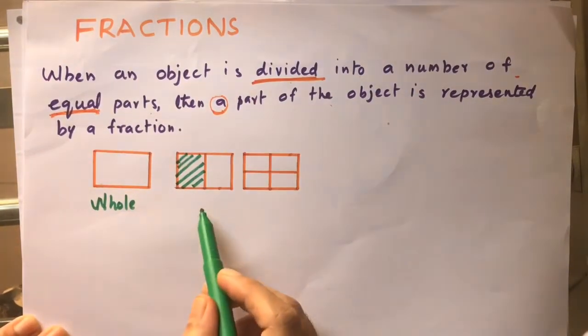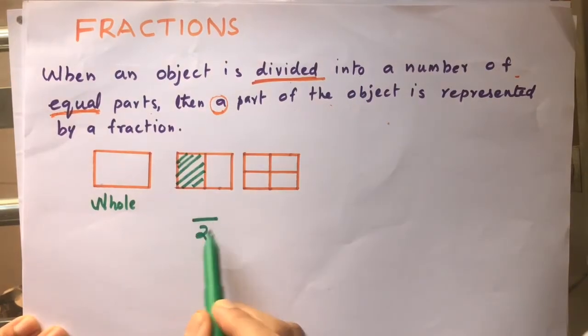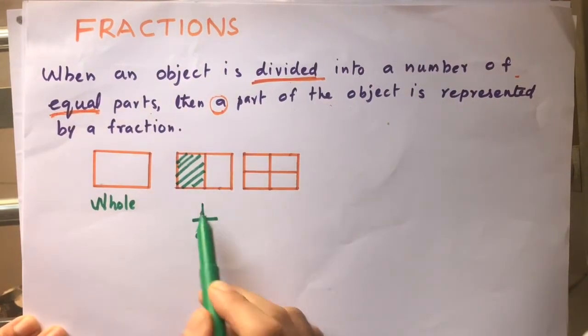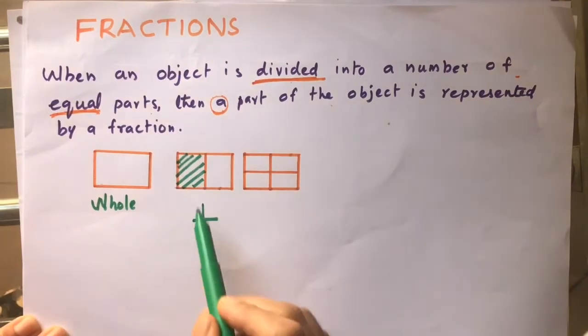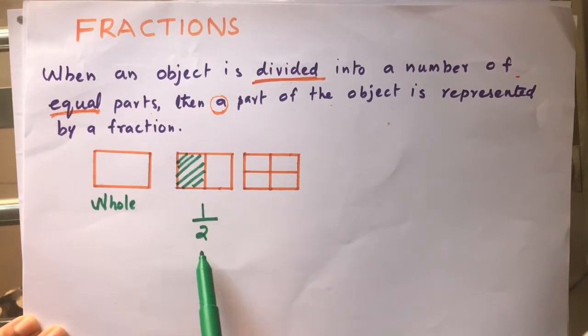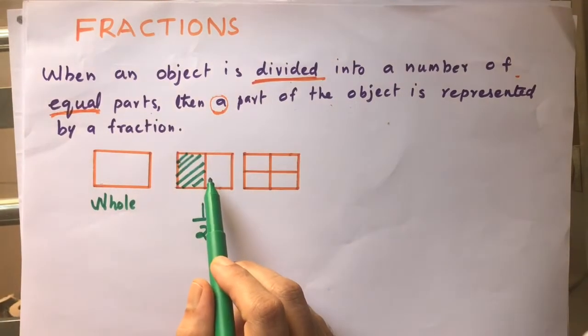Now we can say here there are two parts. Out of two, I have shaded one. That means 1 by 2. I have shaded 1 by 2 part of the rectangle. That means out of two parts, I have shaded one part.